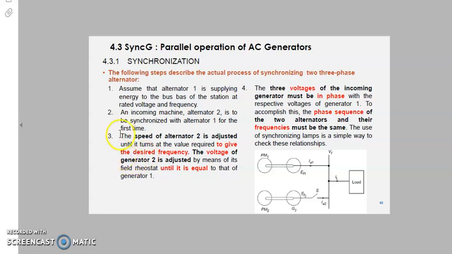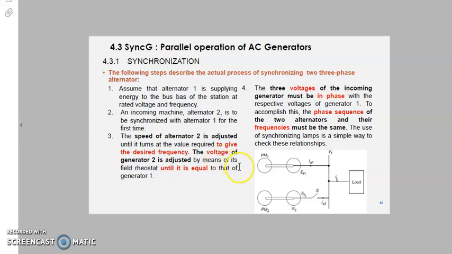Okay, you can read the steps here, how the synchronization takes place, when we assume that generator 1 is supplying energy to the bus. So the incoming machine, genset 2, is to be synchronized with the alternator for the first time. And this genset 1 is already connected to the load. Before genset 2 comes in, you have to increase the speed, and the speed of genset 2 is adjusted until it turns to the value required to give the desired frequency.